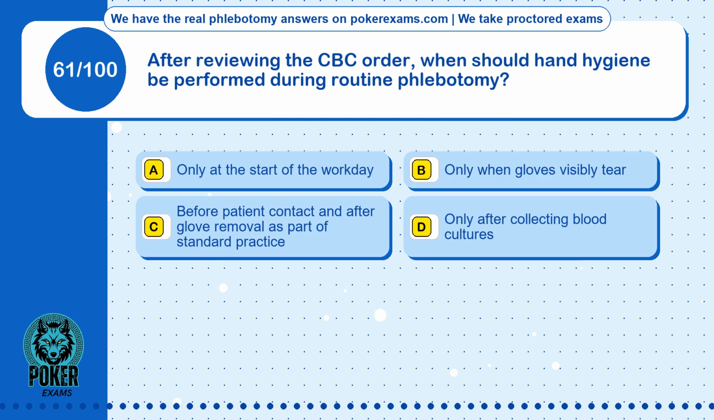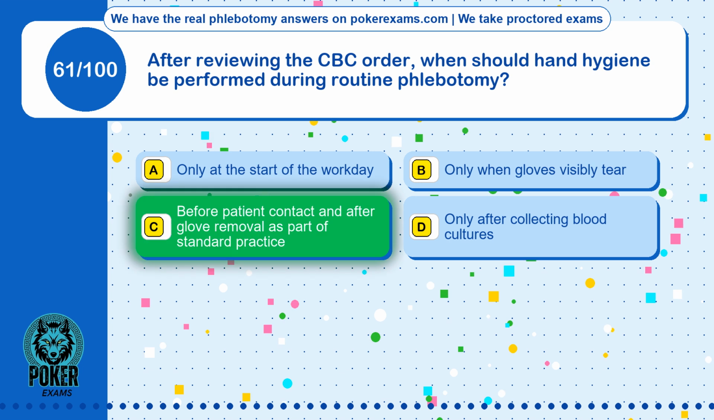Question 61. After reviewing the CBC order, when should hand hygiene be performed during routine phlebotomy? Option A. Only at the start of the workday. Option B. Only when gloves visibly tear. Option C. Before patient contact and after glove removal as part of standard practice. Option D. Only after collecting blood cultures.